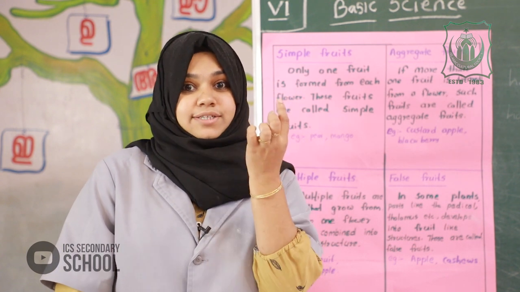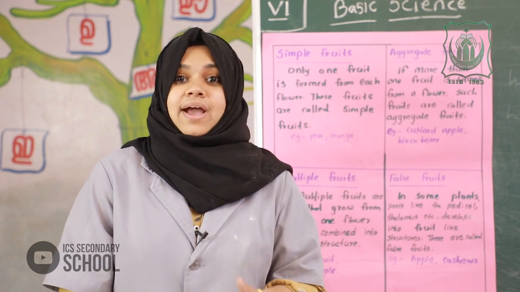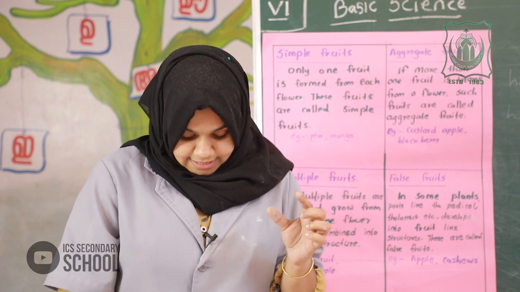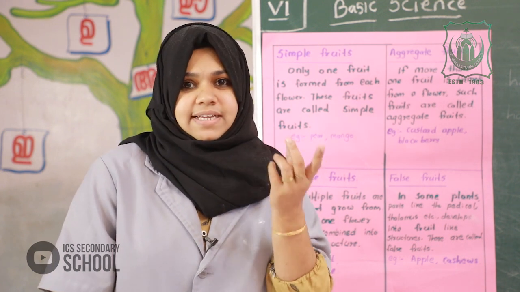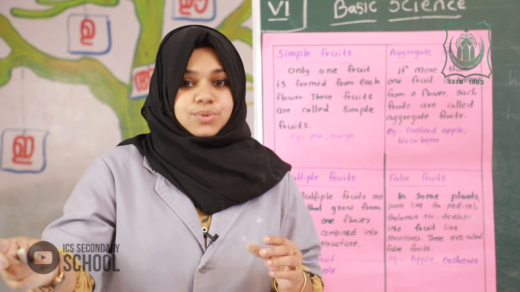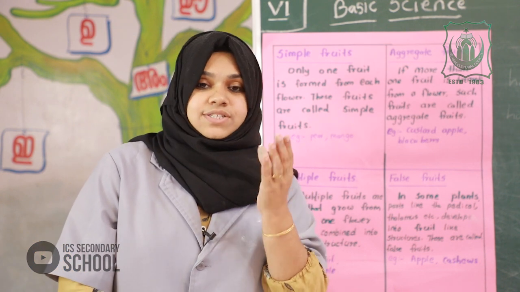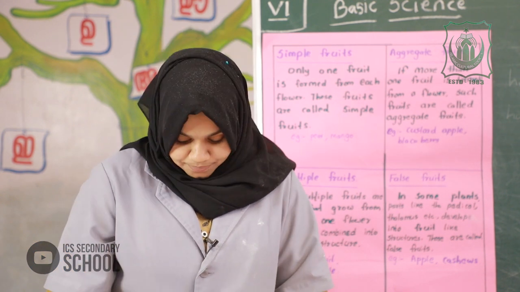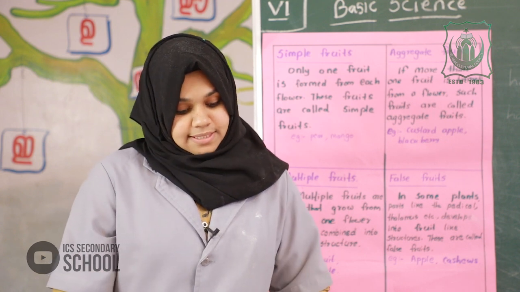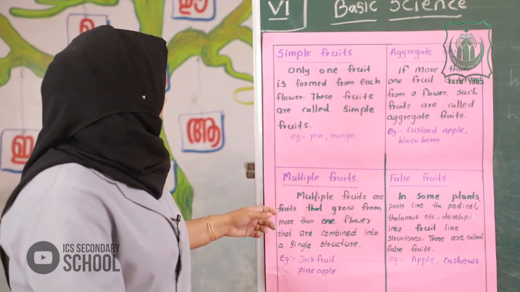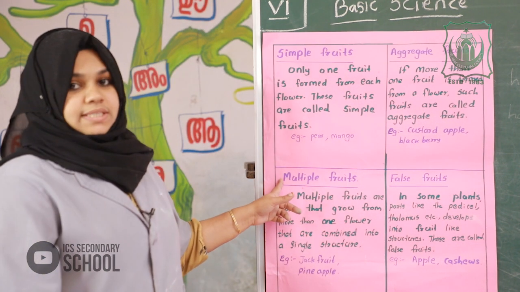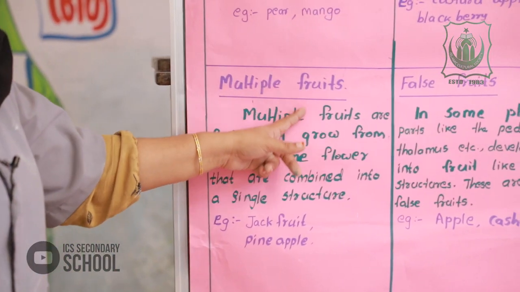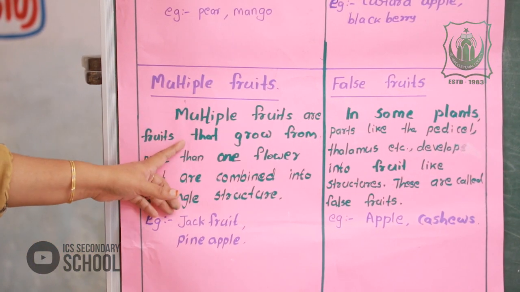There are so many chakachula and chakakuru in a jackfruit. Is it? Yes, and seed. That seed is changed into chakakuru and the fruit flowers are changed into chakachula. So this type of fruits are known as multiple fruits. So what is a multiple fruit?